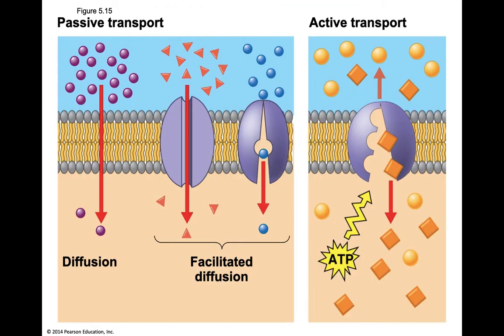And this is why we call it active transport, because we are not going from a high to low concentration gradient, and instead we're going from a low to high. We have to invest that energy to make the solutes work against what they normally would like to do.